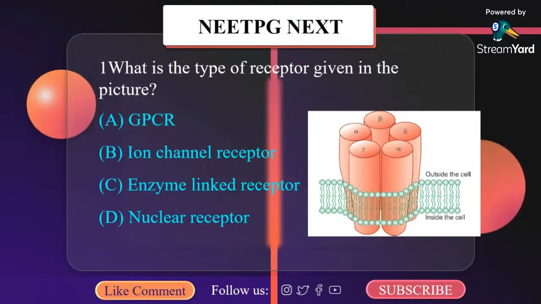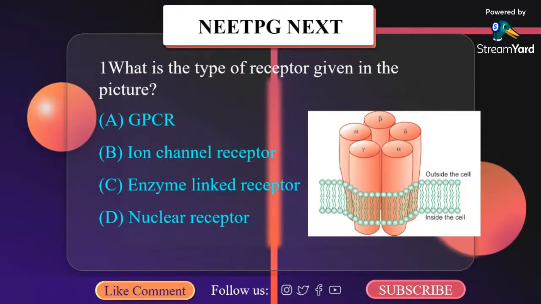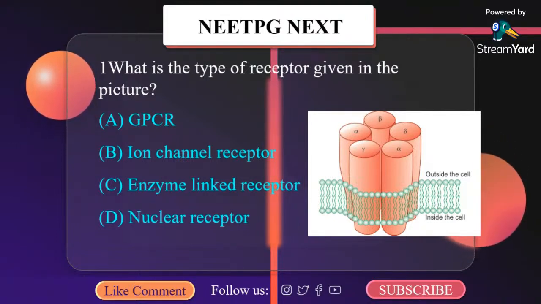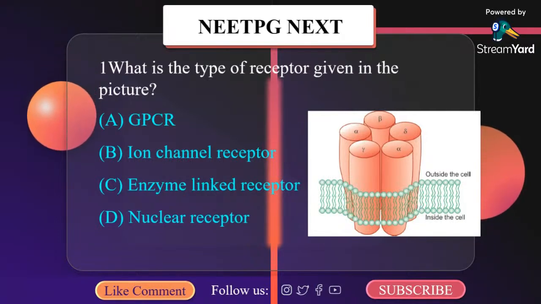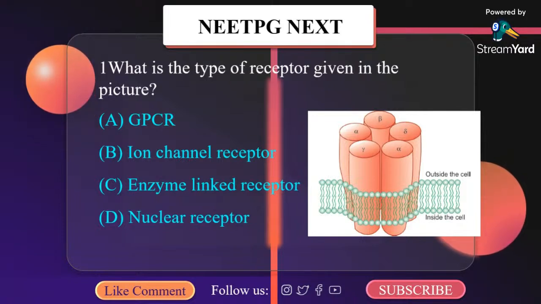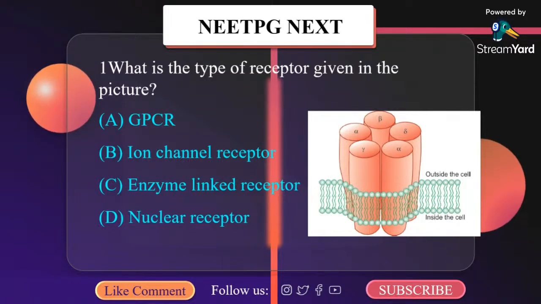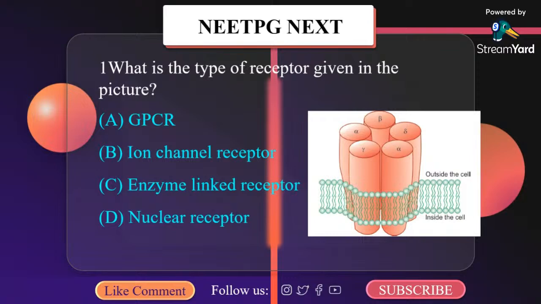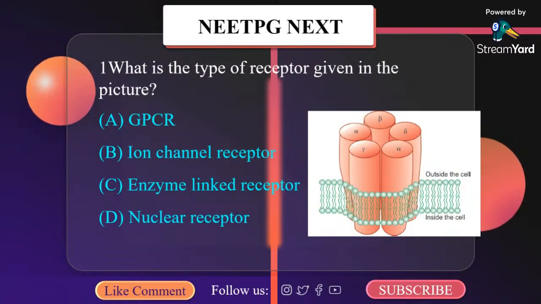What is the type of receptor given in the picture? A. GPCR, B. Ion channel receptor, C. Enzyme linked receptor, D. Nuclear receptor. The pentameric structure in the picture is a nicotinic receptor. It is made up of 2 alpha, 1 beta, and 1 delta subunit. See the image carefully. So the correct answer here is that it is an ion channel receptor.